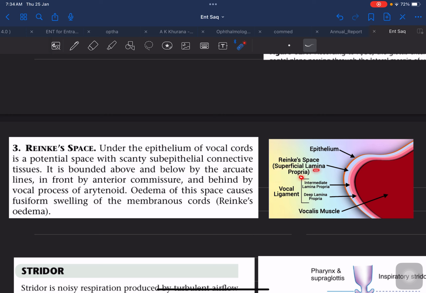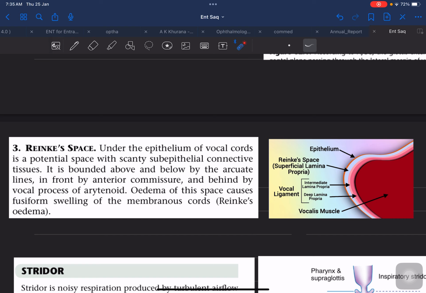As you can see, lamina propria. We talked about what this is. It is the potential space below the epithelium of vocal cord, with scanty subepithelial connecting tissue. And talking about its location, it is bounded above and below by arcuate line, in front by anterior commissure, and behind by vocal process of arytenoid. Anteriorly it is bounded by anterior commissure, and posteriorly by vocal process of arytenoid. I think we're clear with it.